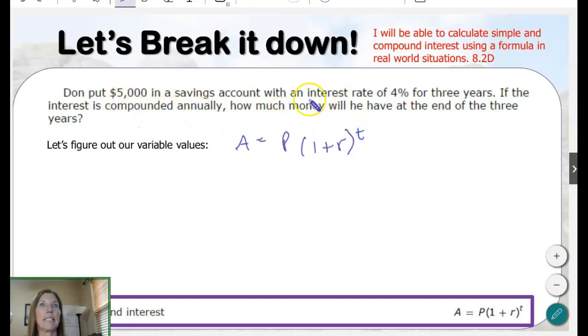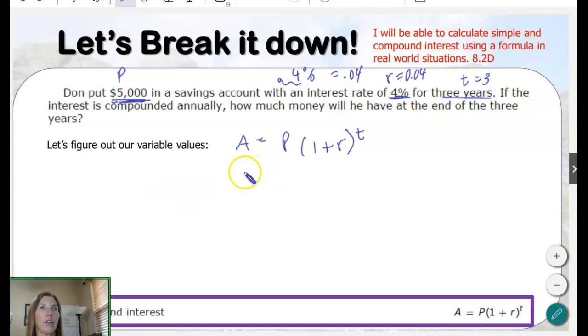So remember, P is the principal. So he put $5,000 into a savings account. That's our P. And it's an interest rate of 4%. So that's our rate. Now we have to change that to a decimal. So 4% as a decimal is 0.04. Because remember, you move that decimal point over 2 places to the left to convert that to a decimal. And then it says for 3 years. So our time is 3.